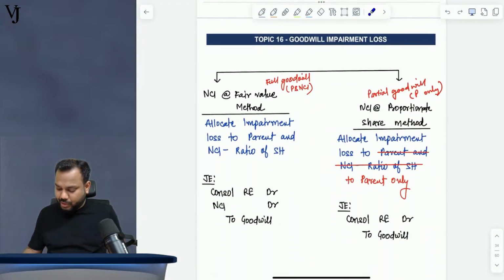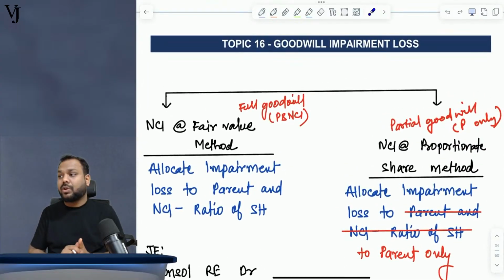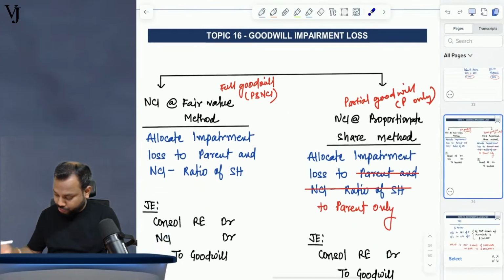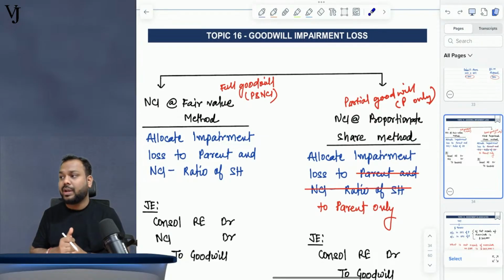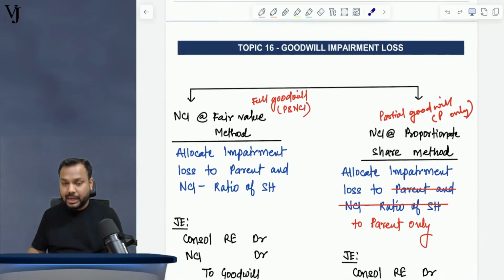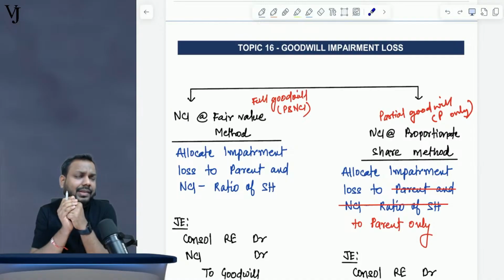Okay, moving on to the next topic, goodwill impairment loss. Now, goodwill impairment, as I have already discussed with you guys. Understand?